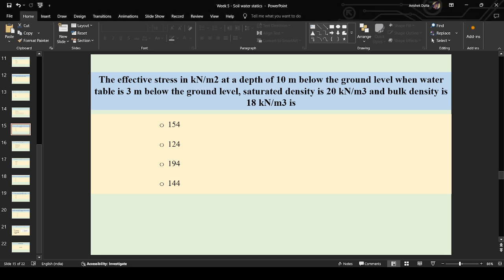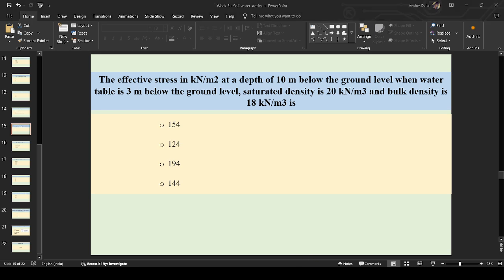The effective stress in kilonewton per meter square at a depth of 10 meter below the ground level when water table is 3 meter below the ground level, saturated density is 20 kilonewton per meter cube and bulk density is 18 kilonewton per meter cube. Sir, the screen has not changed. The question has changed, but it is not showing.